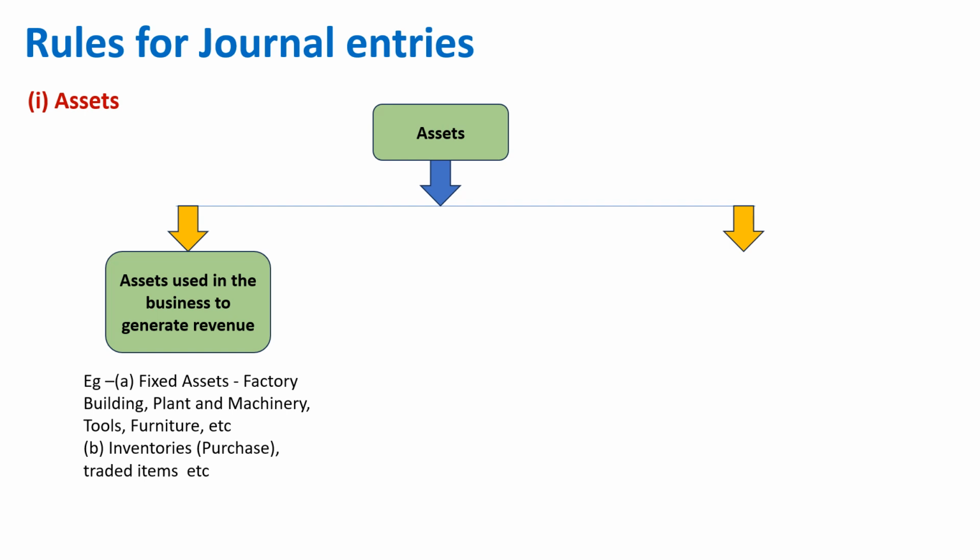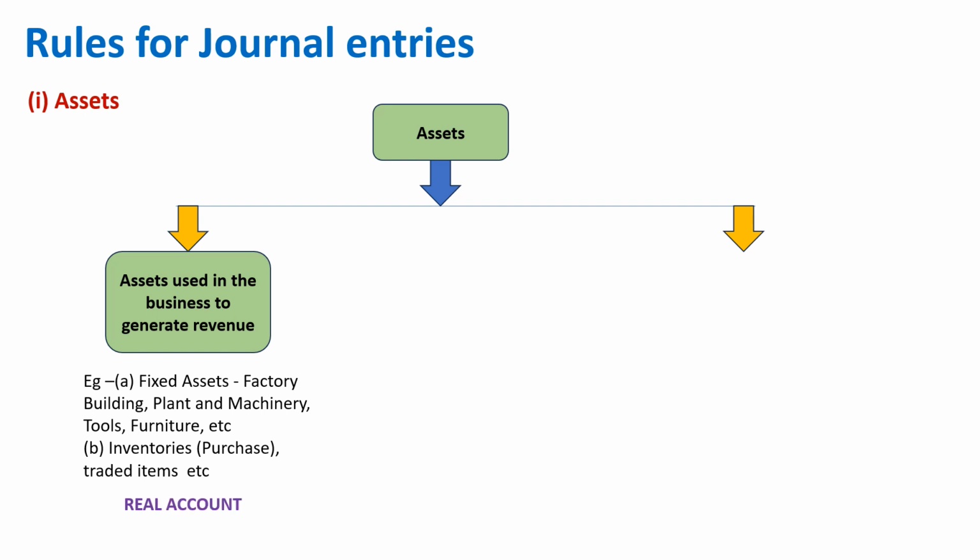The second part is inventories or traded items. When you buy raw material, the purpose is to convert this raw material to finished goods and then sell to the customer. So these are also assets for the company. These are not fixed assets, but yes, these are also part of assets. Similarly, traded items, where you don't manufacture, you just buy and sell to the customer. So these are one type of assets, and all these assets are real accounts.